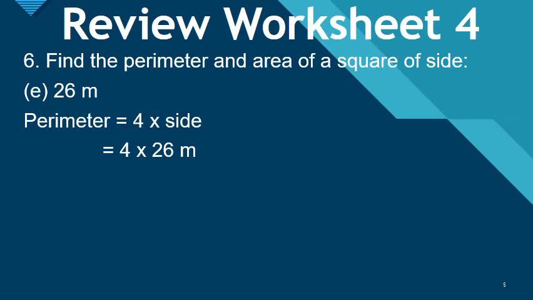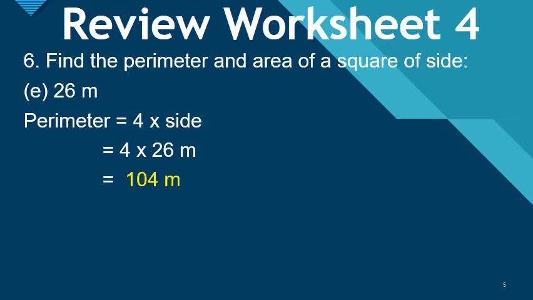Okay. So, 4 multiplied by 26 meter is equal to 104 meter. Therefore, we can say that the perimeter of the square of side 26 meter is equal to 104 meter. Now children, let's find out the area of this square having the side 26 meter.